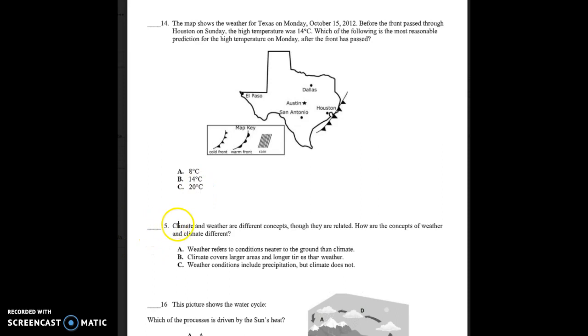Number 15. Climate and weather are different concepts, though they are related. How are the concepts of weather and climate different? A. Weather refers to conditions nearer to the ground than climate. B. Climate covers larger areas and longer times than weather. C. Weather conditions include precipitation, but climate does not.